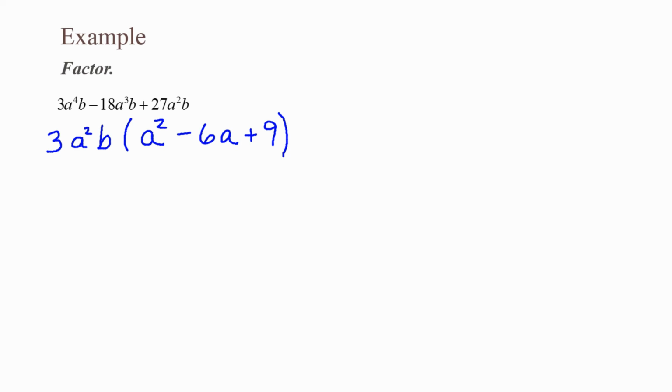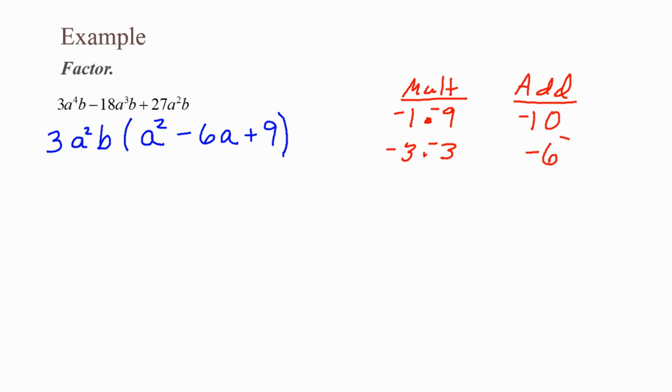Now what I want to do is look at my a squared minus 6a plus 9 to see if that can be factored further. I can get 9 by multiplying 1 times 9 or 3 times 3. I need a negative for my middle term, so it would be negative 9, negative 1, negative 3, negative 3. If I were to add those, negative 1 plus negative 9 is a negative 10, and negative 3 plus negative 3 is a negative 6.